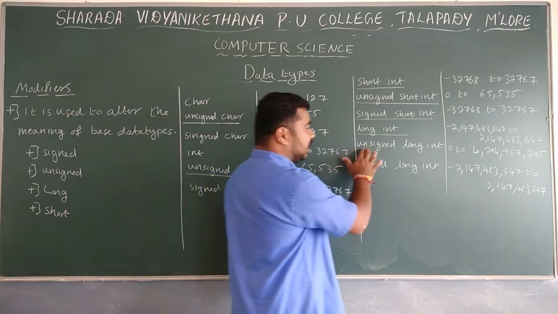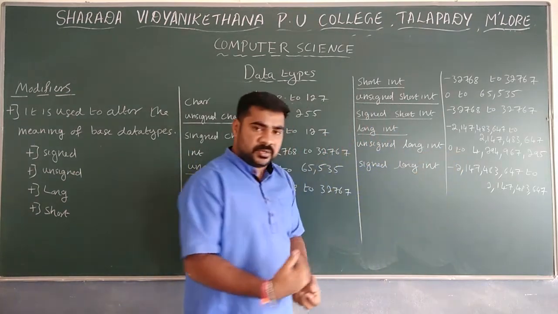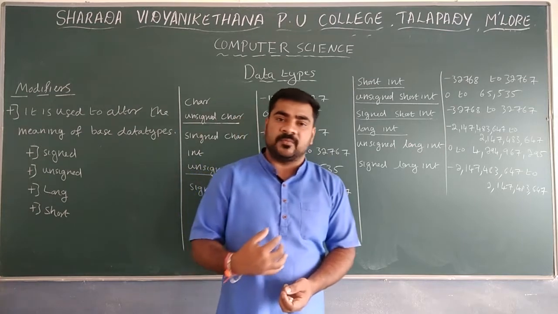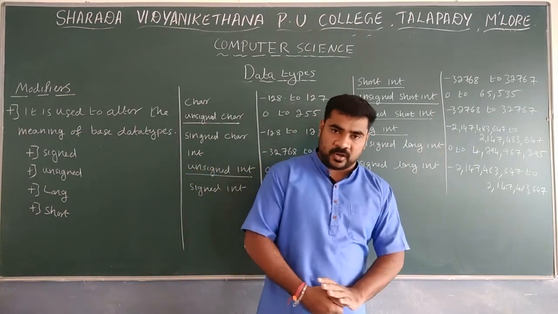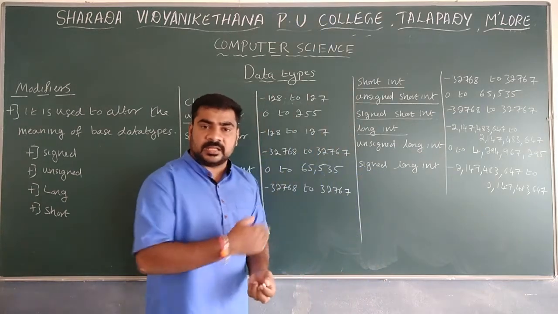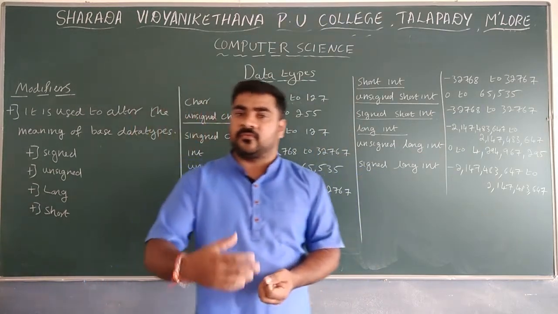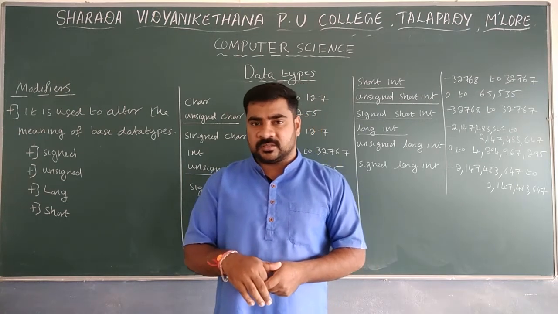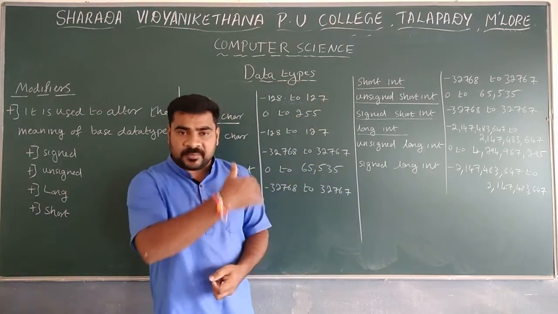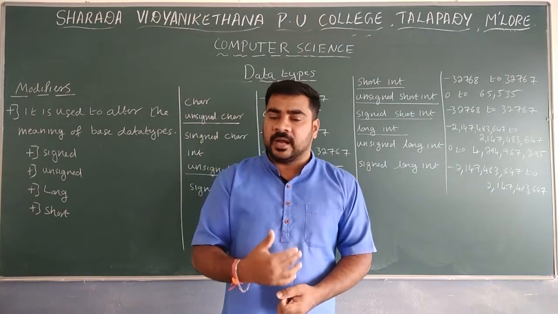Unsigned means starting from 0. Unsigned long int will start from 0. And if you use signed long int, that will be the same as long int. These are the different modifiers. Other than this, there are some other modifiers also for float and double, but I am not explaining those. I am explaining only based on integers and characters.